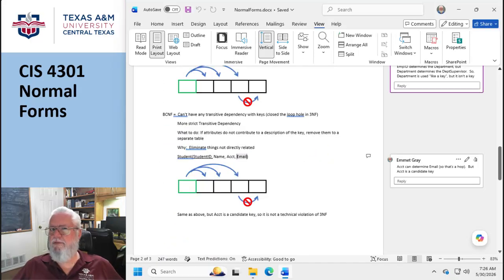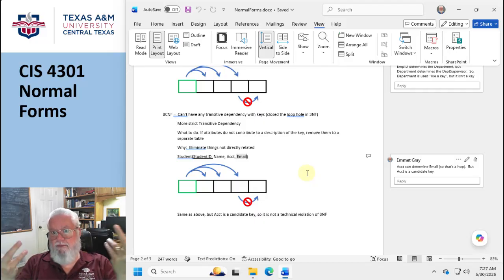Okay, BCNF is the same thing as third normal form. The only difference is it's still a hop. You know, for example, the student determines the account, but the account determines the email, so it's still a hop. The only difference is that determinant thing is a candidate key. So one more time, once you detect the hop, the choice is between third normal form and BCNF. All you have to do to make the determination, after you've made the determination that there is a hop, is ask: is it a candidate key or not? Okay, that's the only real difference. So the solution is the same. You still have to fix it.